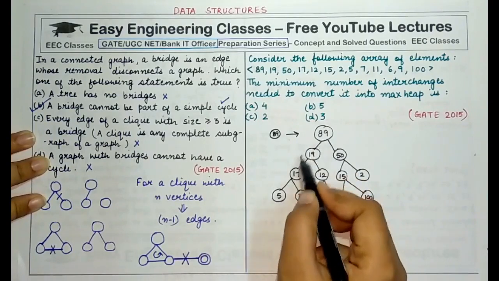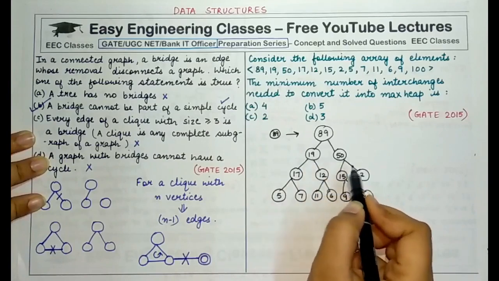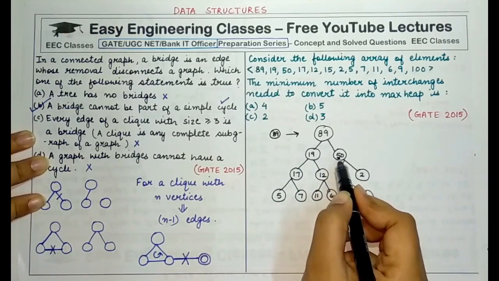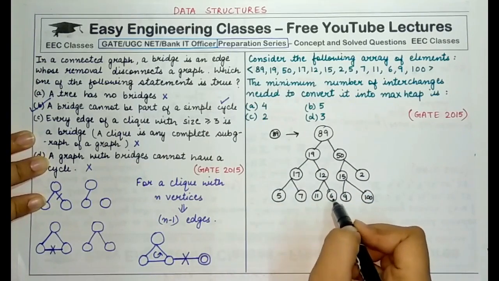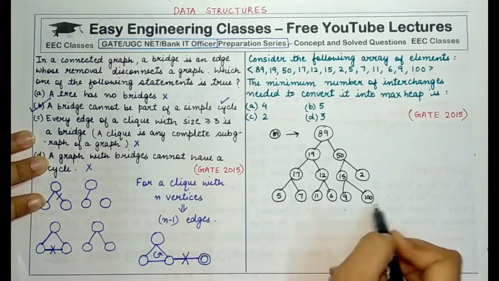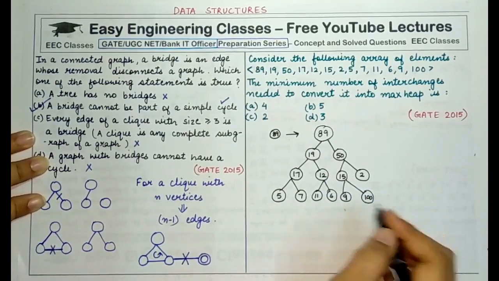So now let's check for 19 as a parent. 17 and 12 both less than 19. Now for 50, 15 and 2 are both less than 50. 5 and 7 less than 17, 11 and 6 less than 12, 9 and 100 are not less than 15. So how many interchanges would we need?